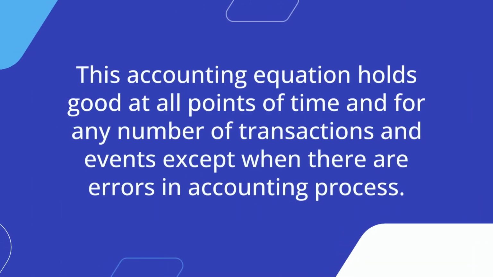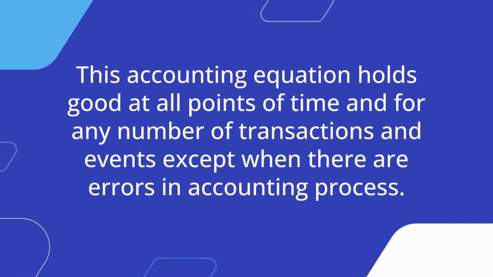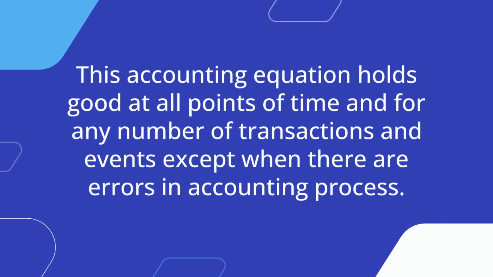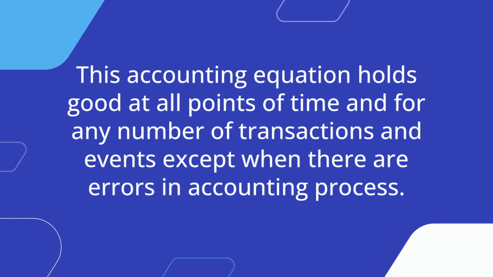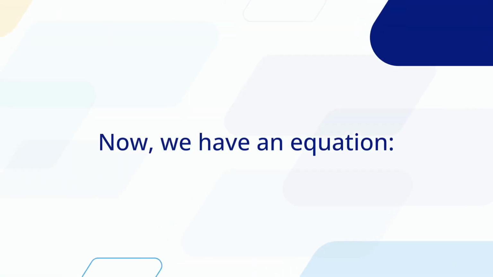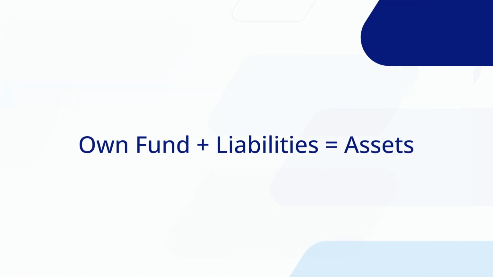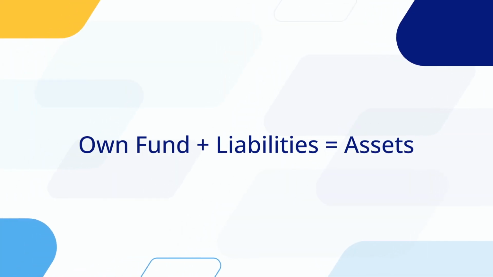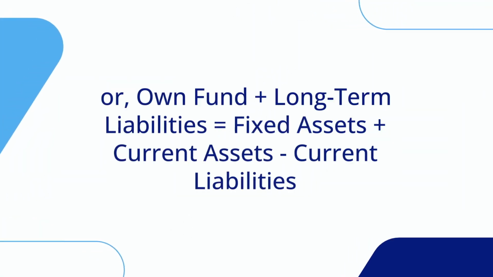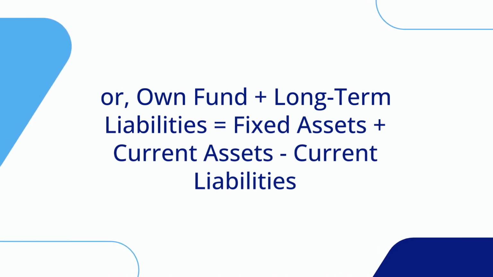This accounting equation holds good at all points of time and for any number of transactions and events, except when there are errors in the accounting process. Now we have an equation which is own funds plus liabilities is equal to assets, or own funds plus long-term liabilities is equal to fixed assets plus current assets minus current liabilities.